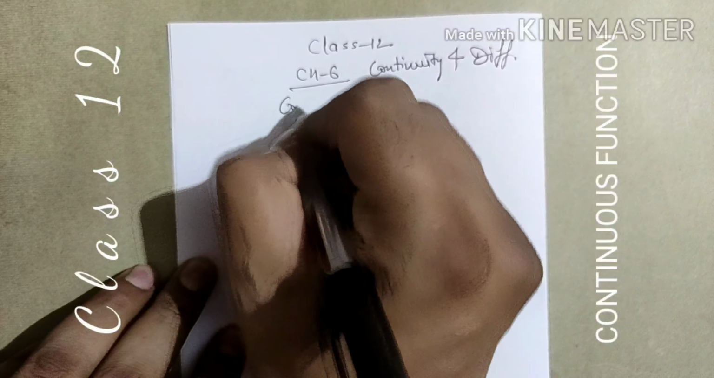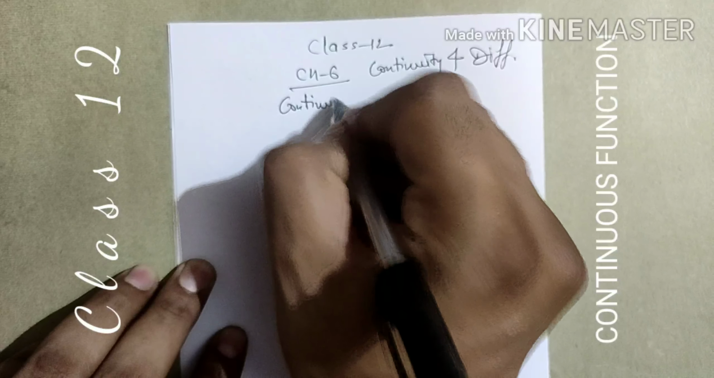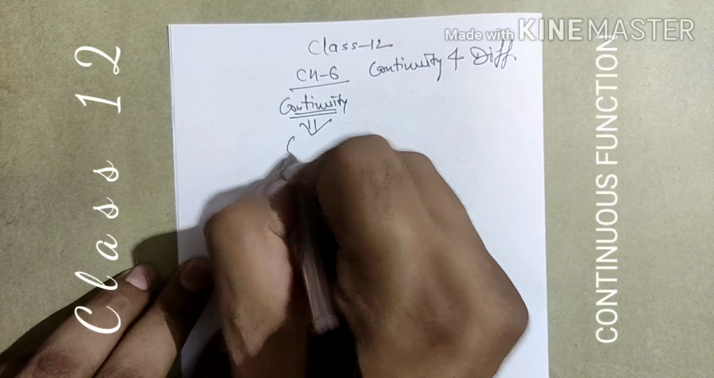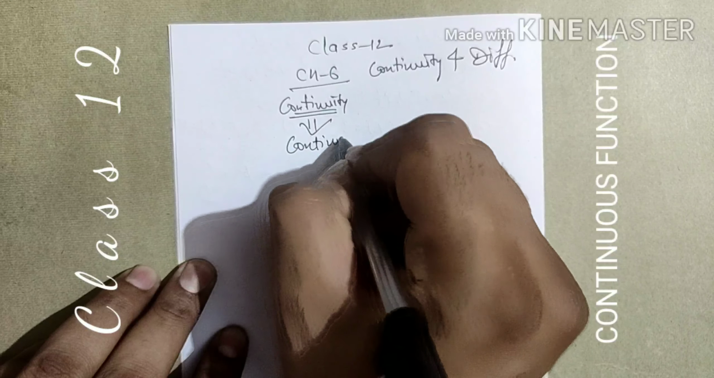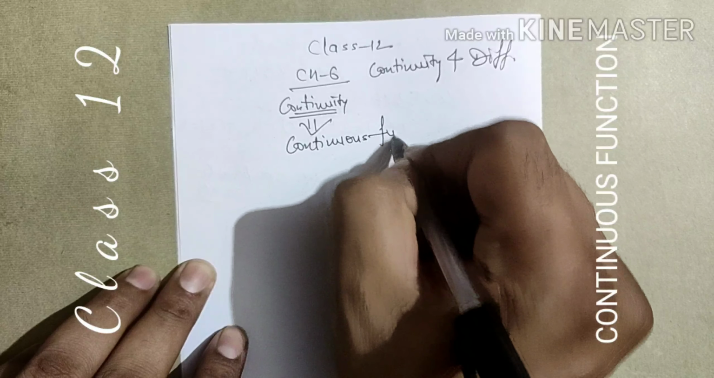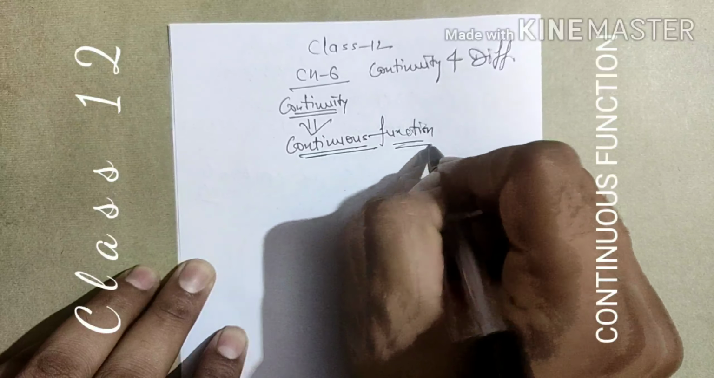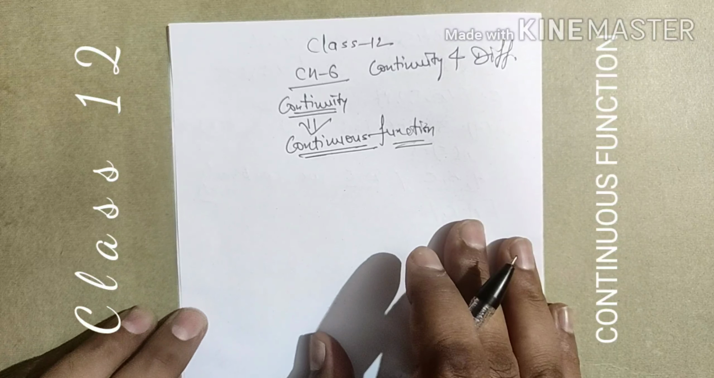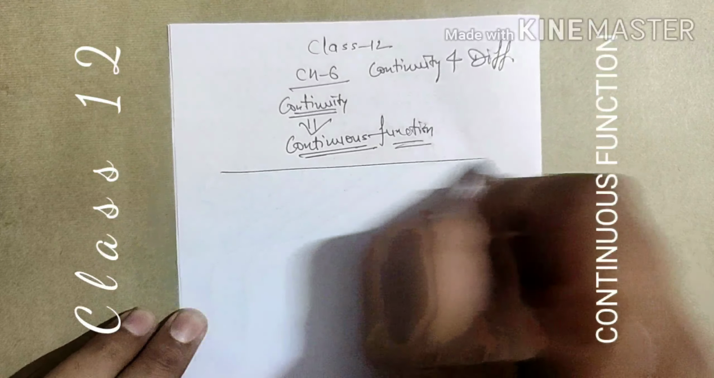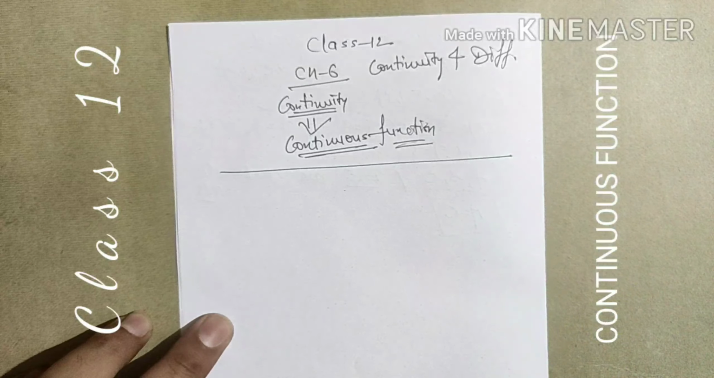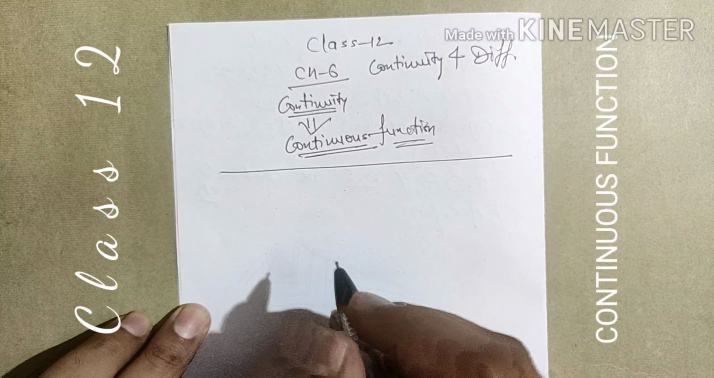Chapter 6, that is continuity and differentiability. Today we are going to discuss continuity. In other words, we say continuity as continuous function. We are going to check here. Now, how can we check a continuous function? There are different types. We are going to check continuity of a function by use of limits.